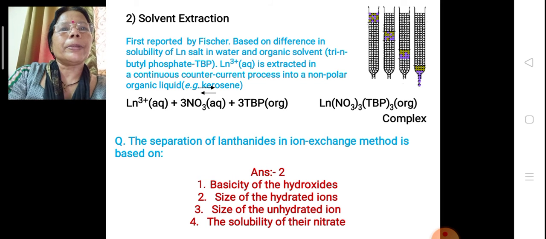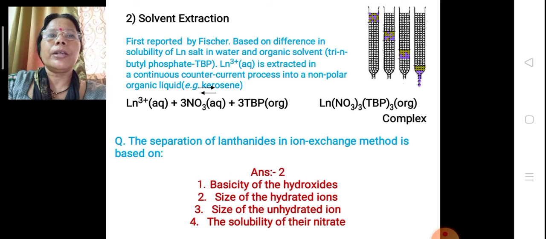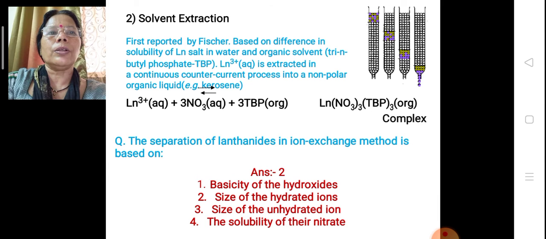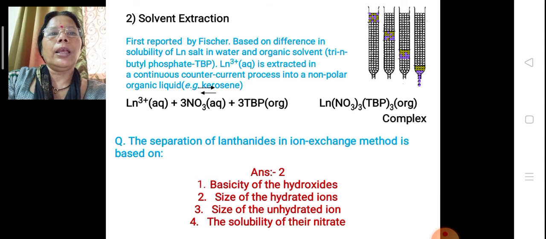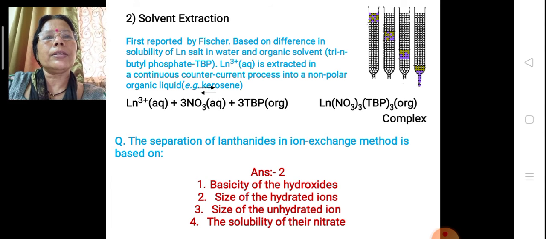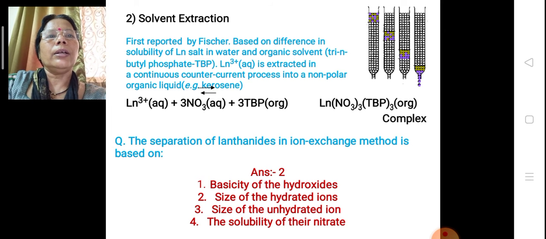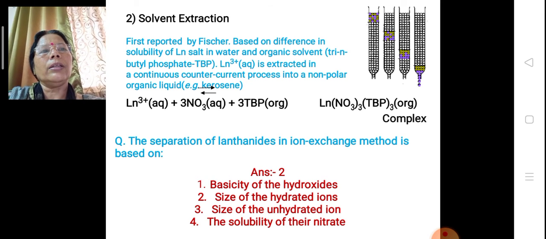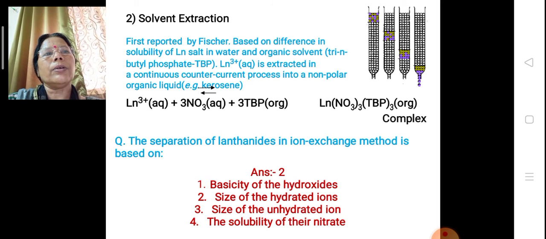Another method of separation is solvent extraction, first reported by Fischer, based on the different solubility of lanthanide salts in water and in the organic solvent tri-n-butyl phosphate (TBP). Ln3+ in the aqueous phase is extracted in a continuous countercurrent process into a non-polar organic liquid, that is kerosene. Ln3+ + 3NO3- in the aqueous phase and 3 TBP in the organic phase react to form the extracted organic complex Ln(NO3)3·3TBP.